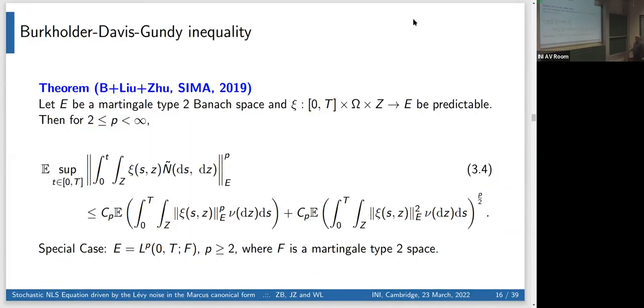So what are the results? First of all, we have a result that generalizes the inequality from my paper with Animier: if I consider the integral with respect to a Poisson random measure, then a certain Burkholder-Davis inequality is satisfied. The expected value of the supremum in some appropriate Banach space to the power p is bounded by some quantities related to the integrating process.